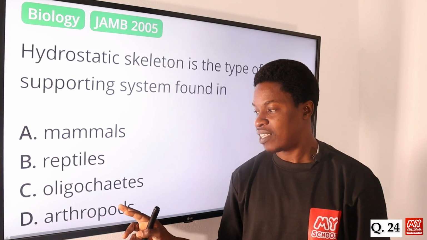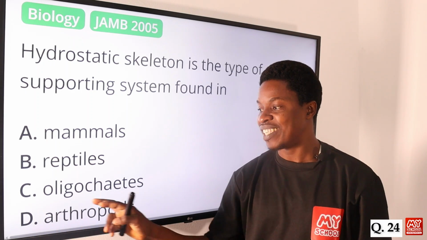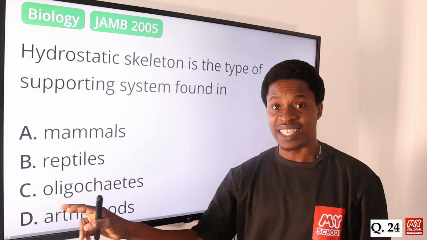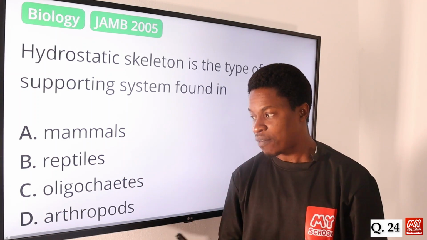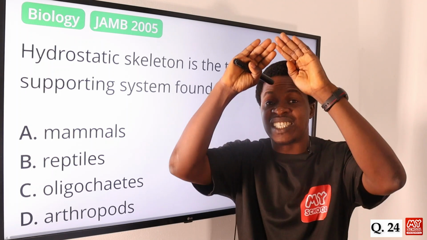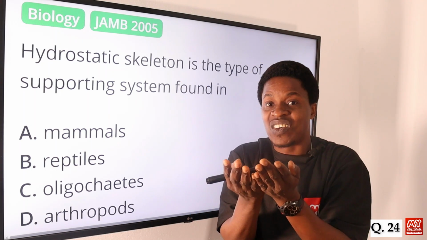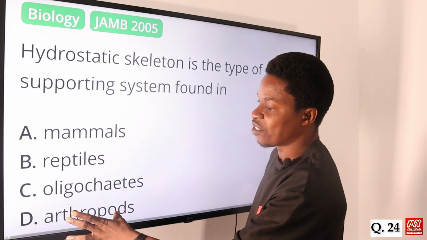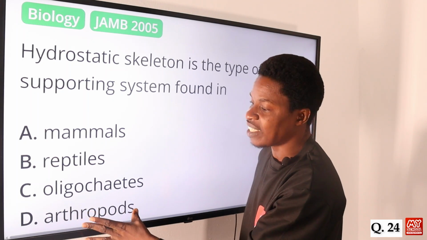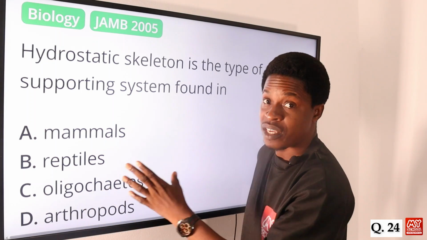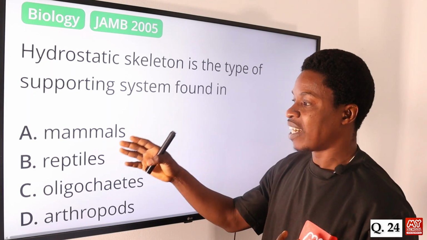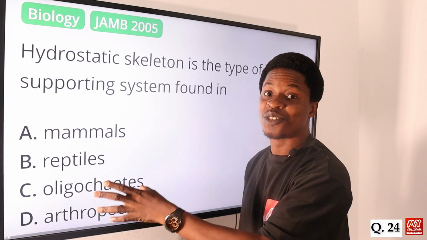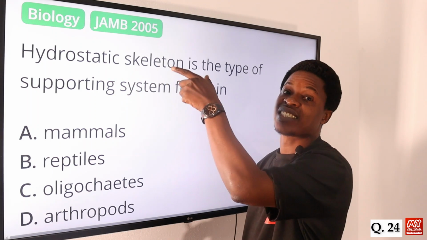And then we have the arthropods. Most of them have the exoskeleton, not the endo, because their skeleton is in the outermost part. So those are what they have, the exoskeleton. The arthropods usually have them. So just like the arthropods have the exoskeleton and the mammals and reptiles have the endoskeleton, the oligochaetes also have the what? Hydrostatic skeleton.